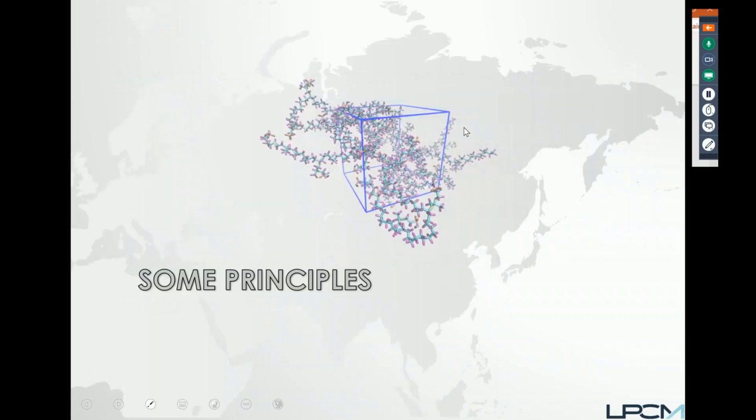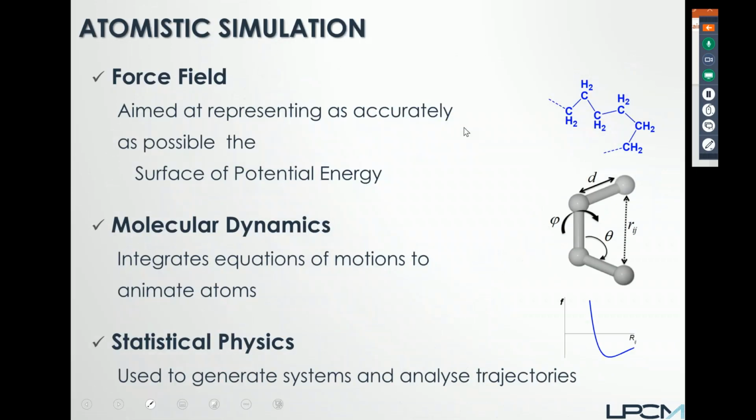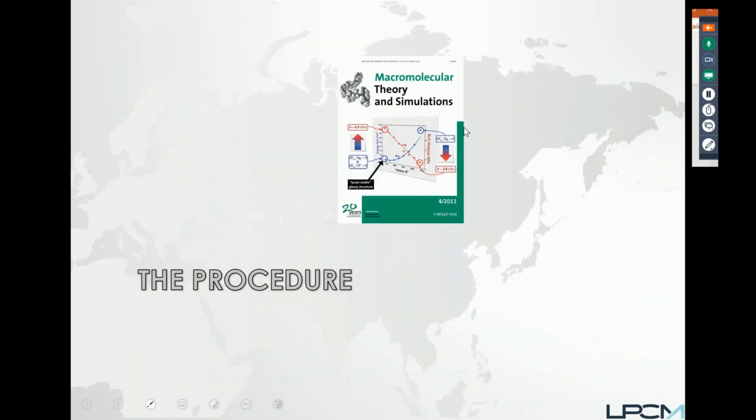So, some principles before going into the project. As I said, on one side, summarizing the atomistic simulation was a challenge. You need to represent as accurately as possible the interaction between atoms. This is done by the force field. After that, you want to animate those atoms. It's done by integrating the equation of motion, so you have molecular dynamics. And thereafter, you have to generate a system and analyze trajectories. This is done by the law of statistical physics.